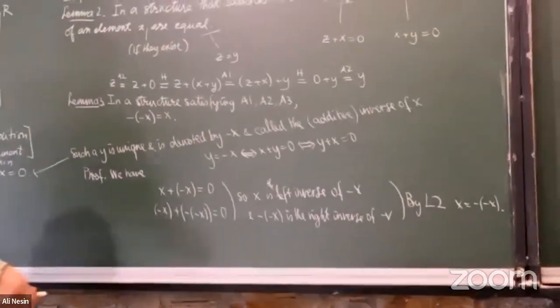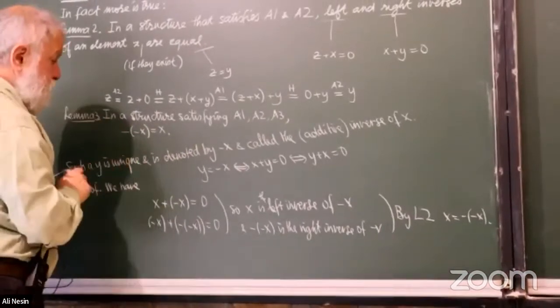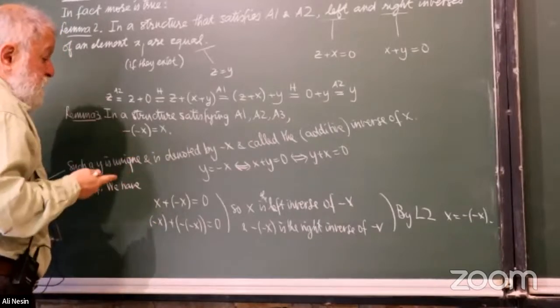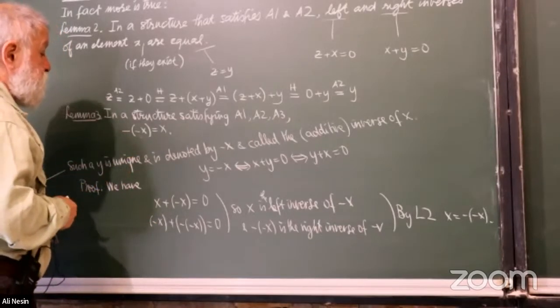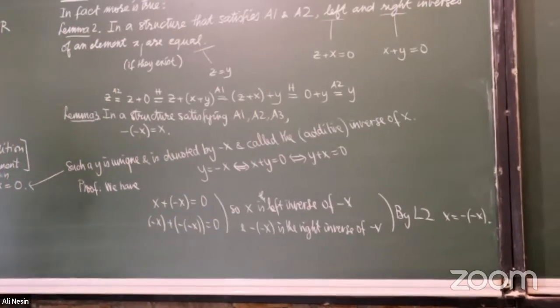Some students say, oh, it's very easy because minus minus is plus. This is nonsense. This is the proof. This is the correct proof. The other proof is wrong. It has no meaning at all. Okay.